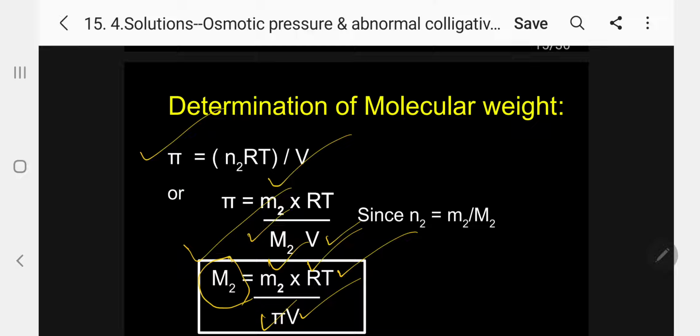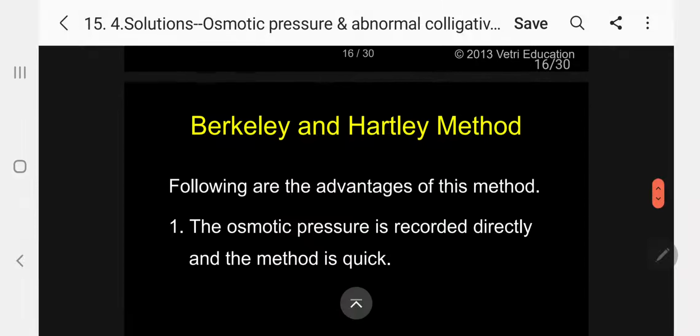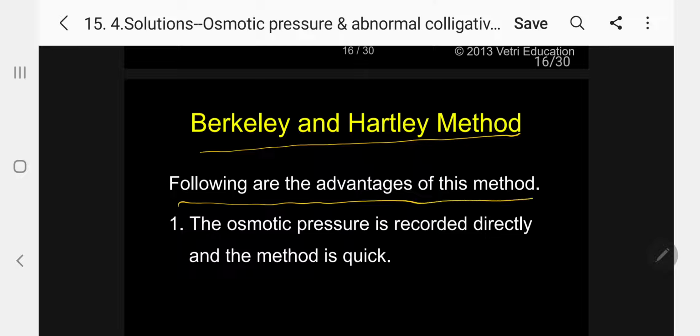Please follow. So by measuring osmotic pressure, the molecular weight of a given unknown non-volatile solute can be determined. This is the most important. The method is called the Berkeley and Hartley method. There are 3 advantages in this method. Let me explain that also. Sometimes they may ask. Following are the advantages of this method.